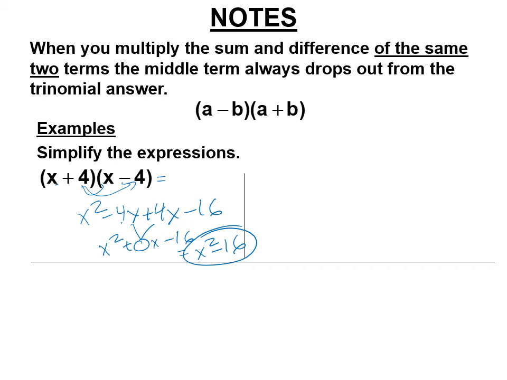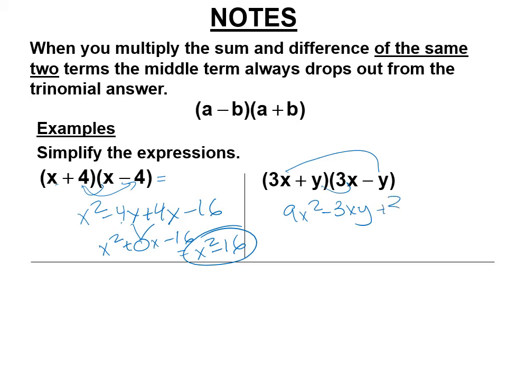So let's do that again. 3x times 3x, 9x squared. 3x times negative y, negative 3xy. y times 3x, positive 3xy. Those are going to make 0, right? And y times negative y, negative y squared. And so we get 9x squared minus y squared. Did I say 9x squared minus y squared? I think I said that wrong. 9x squared minus y squared.